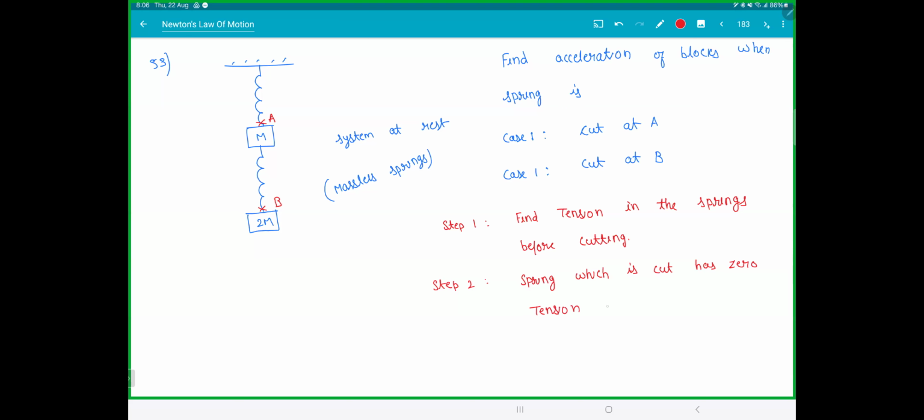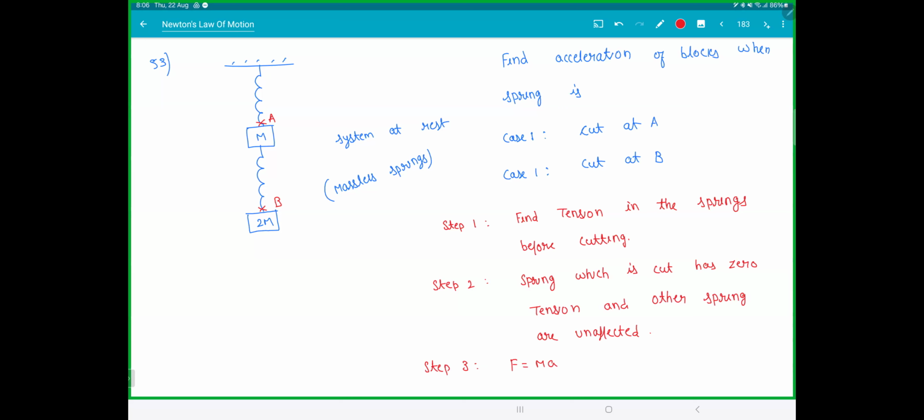And the other springs are unaffected. The other springs don't care. That is the main idea there. Whichever spring you're cutting, only that will be 0, remaining will remain as it is. Then step 3, apply F equals ma and solve, you'll get the answers.